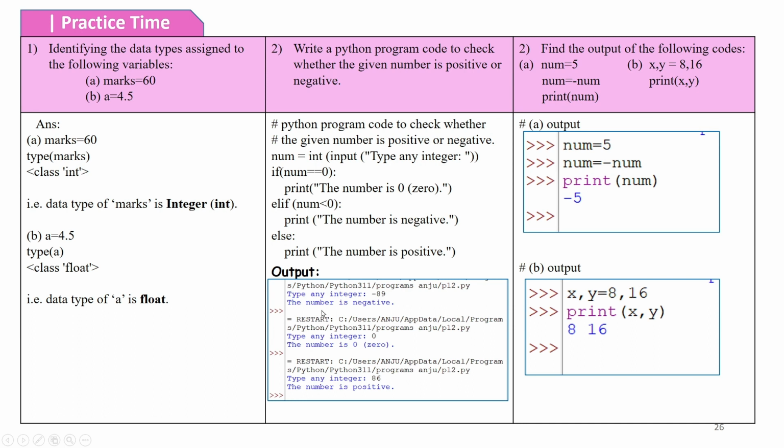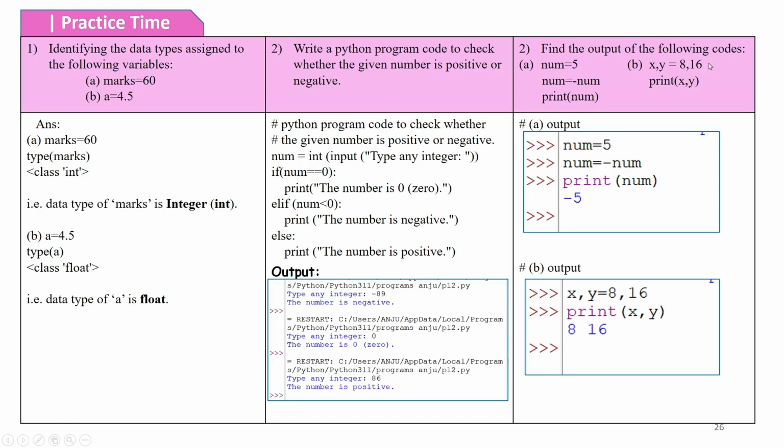So after running this program, I get: type any integer. I entered -89 and it is showing me the number is negative. Then again I run the program. It asks me for the integer. I put 0. It has given me that the number is 0. Again I run the program and I put a positive number. So it is giving me positive. That means my program is correct.